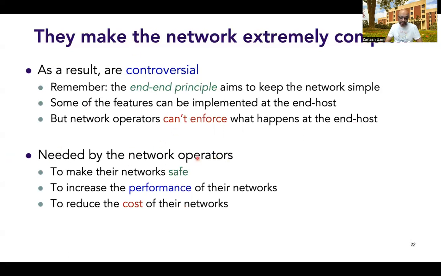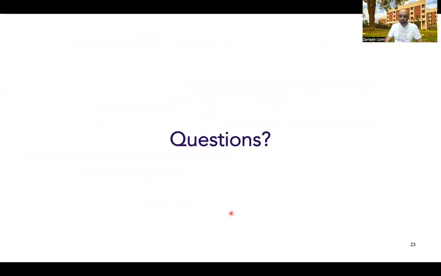So middle boxes are needed by the network operators, because if we only keep the intelligence at the end devices, network operators will not have any control on those end devices. And the network operators do need control for various reasons. For example, for making their network safe, they want to install firewalls. To increase the performance of their networks, they want WAN optimizers and load balancers. They also want to reduce the cost of their networks by using caches, load balancers, and many other middle boxes. Okay, so this finishes the discussion on middle boxes.